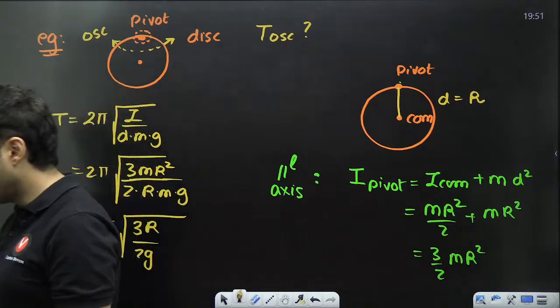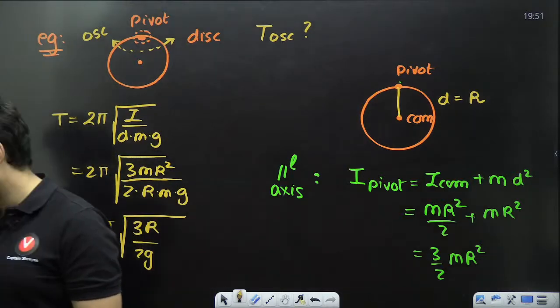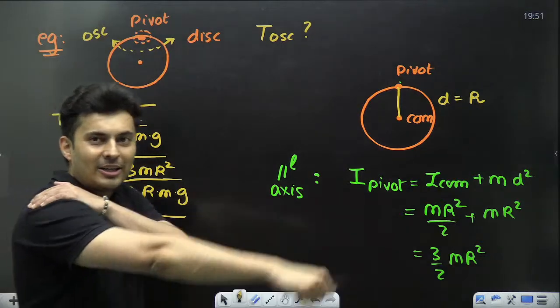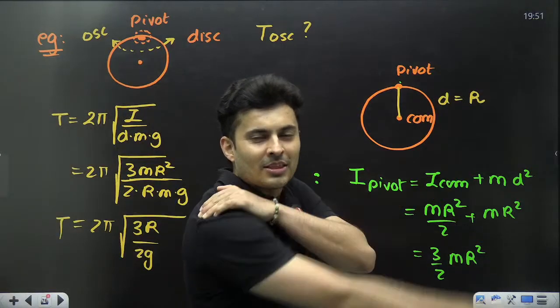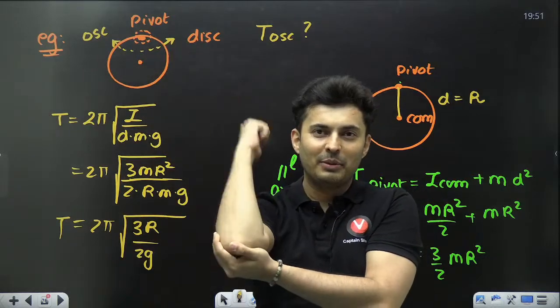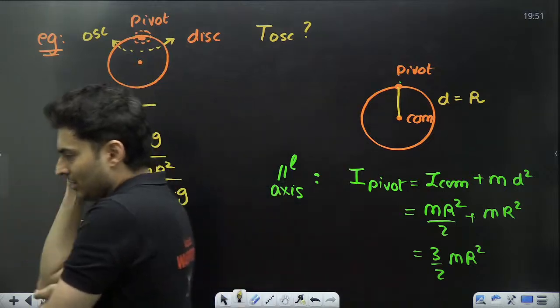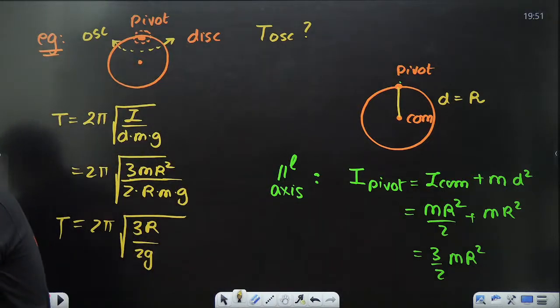Got it, everyone? Pivot is a joint which can allow rotational motion. Yes, exactly, it's like your ball and socket joint. This is a pivot. Even my elbow is like a pivot, right? It can rotate things about it. Okay, I hope this is clear.